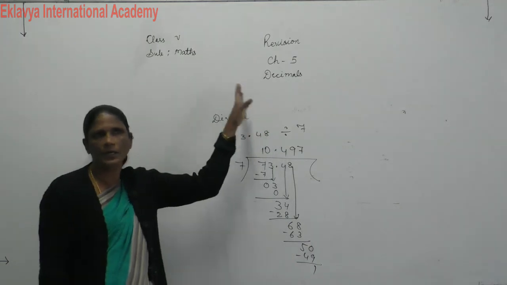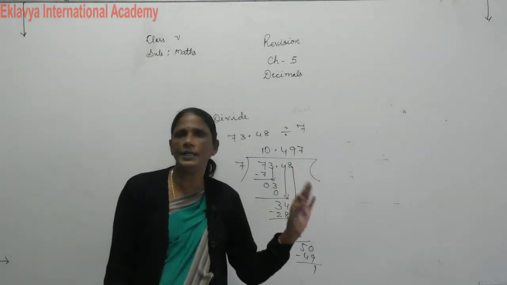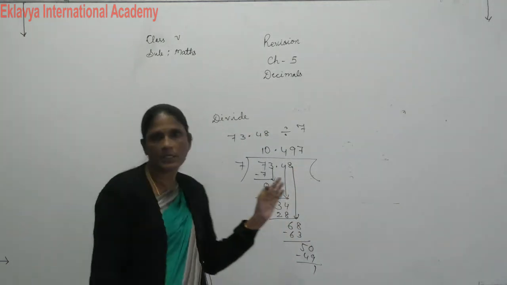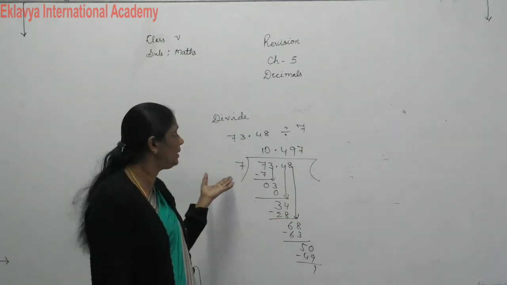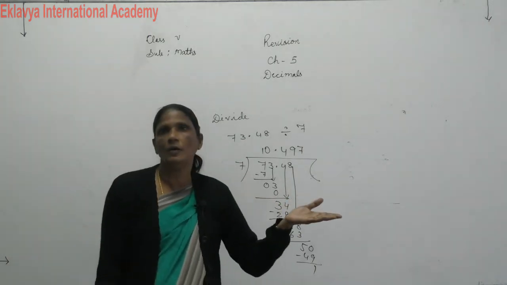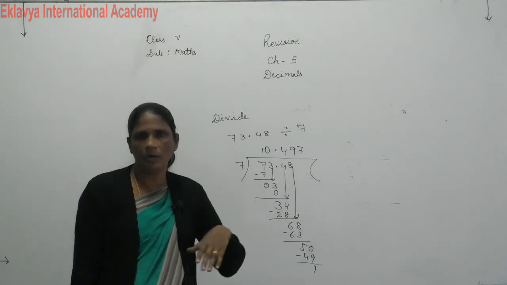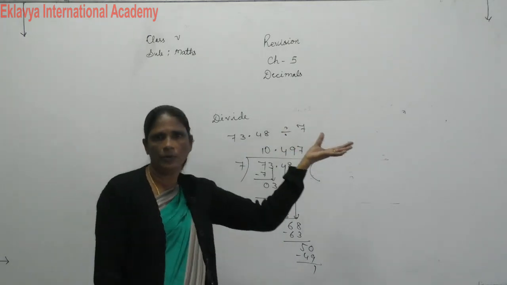Do you understand the decimal chapter? How to read, how to write in expanded form, addition, subtraction, multiplication, convert decimal into fraction or fraction into decimal. Do you understand all of it again? Okay, thank you.